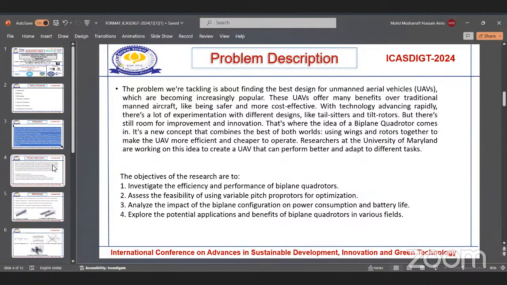That's where the idea of biplane quadrotor comes in. It's a new concept that combines the best of both worlds, using wings and rotors together to make the UAV more efficient and cheaper to operate.